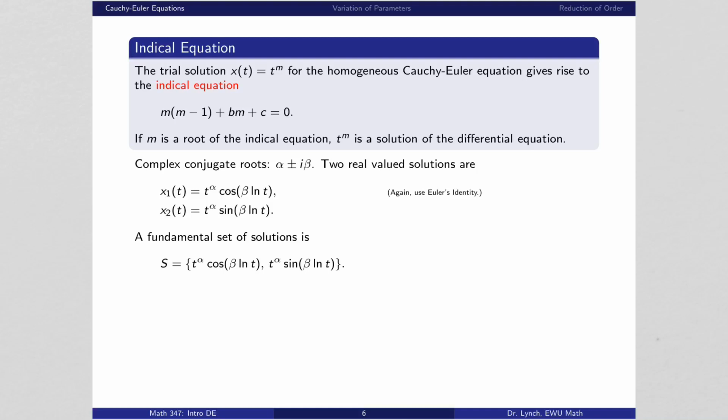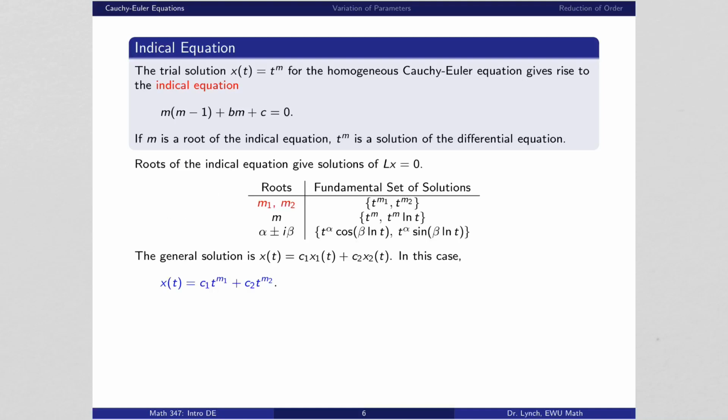Okay, so just to recap a little bit here, the trial solution t to the m for the homogeneous Cauchy Euler equation gives rise to the indicial equation, again a quadratic in m, and when m is a root of the indicial equation, t to the m is a solution of the associated differential equation. Of course, in the case where we have real distinct roots, m1 and m2, t to the m1 and t to the m2 are linearly independent solutions, and the general solution is a linear combination of those linearly independent solutions.